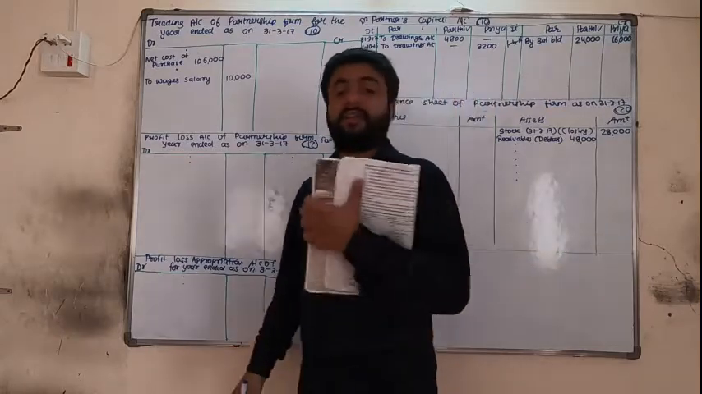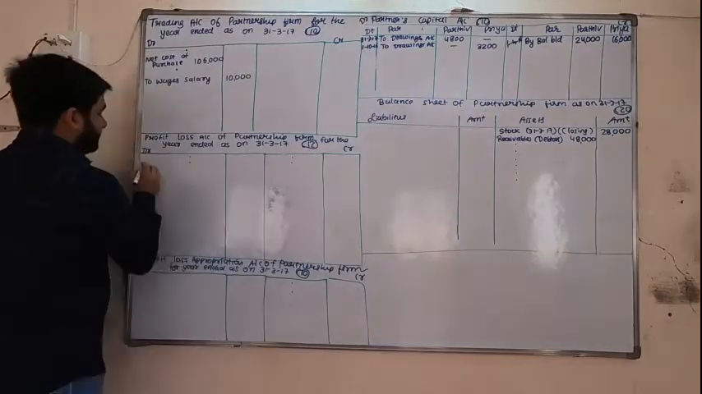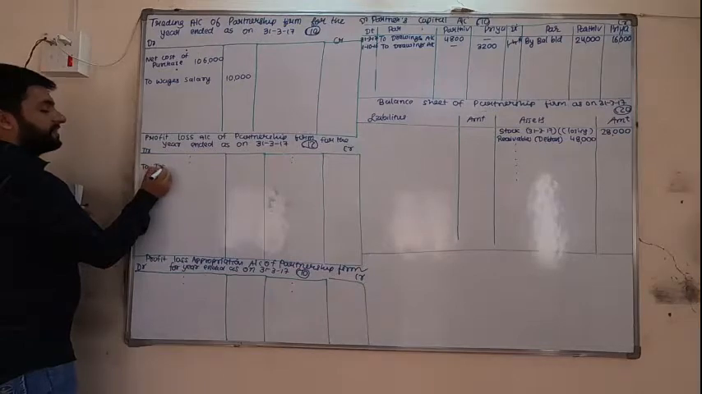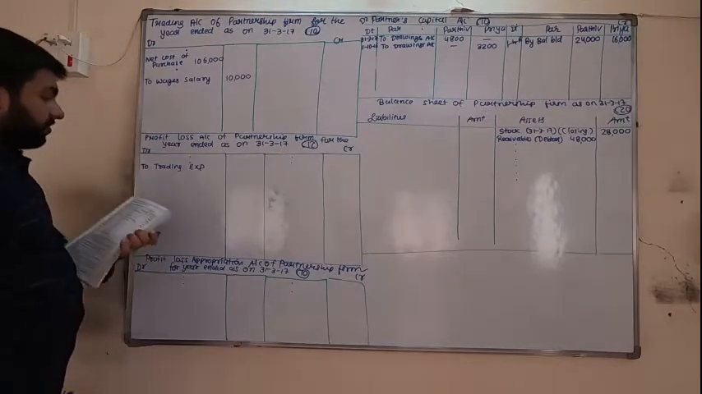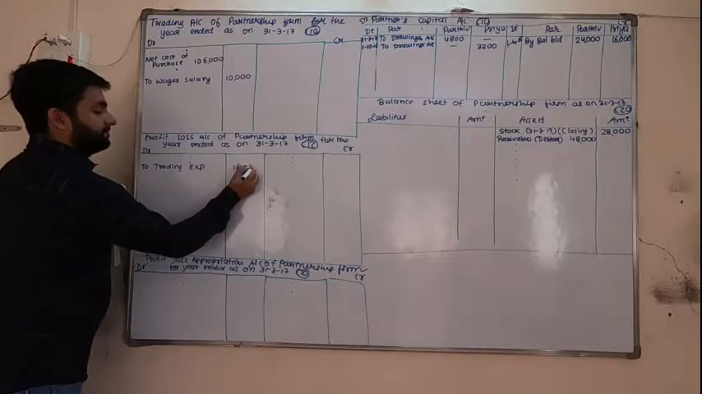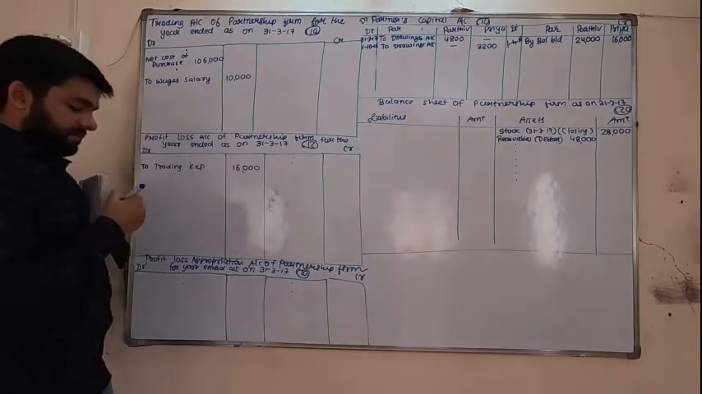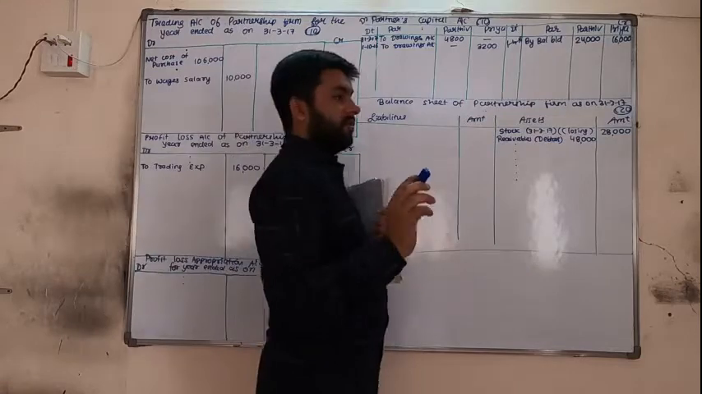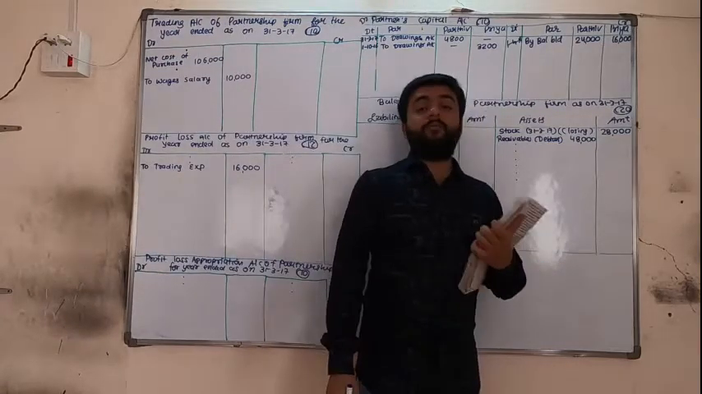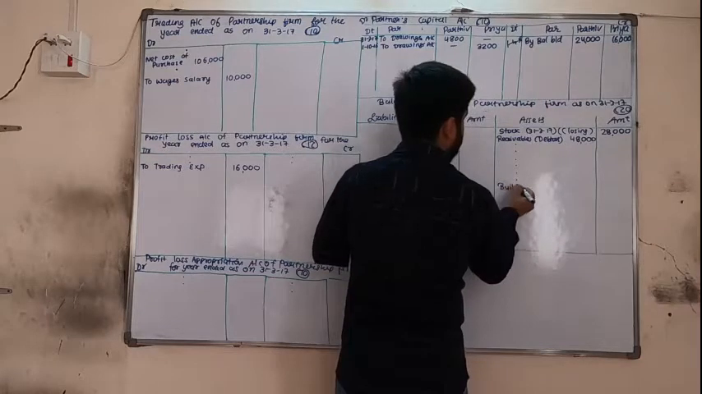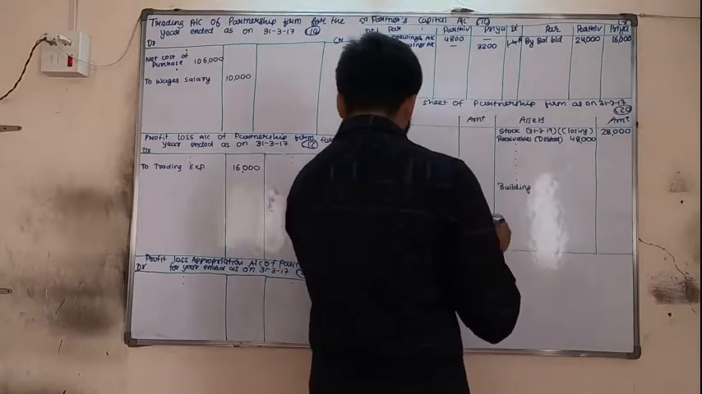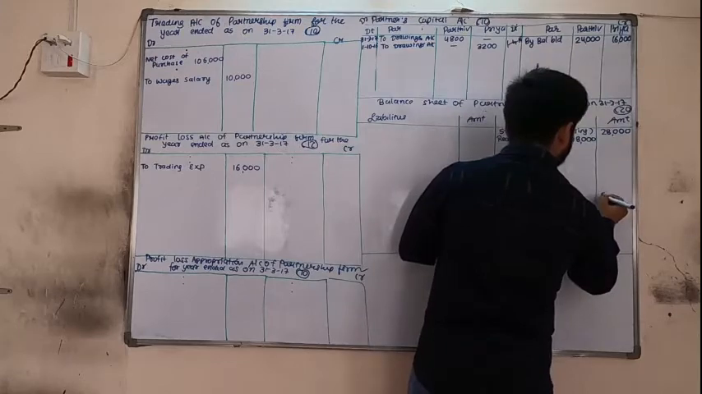After that we have trading expense. Trading expense is the expense of the P&L account, so trading expense directly in the outer column, 16,000. Do not write it in the trading account. Now building. Building is our asset. On the asset side there is no adjustment, so directly outside, building 50,000.